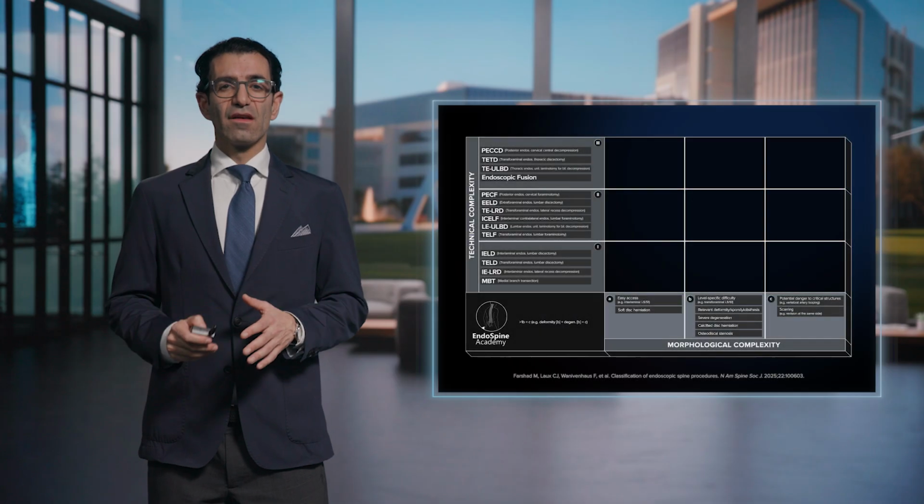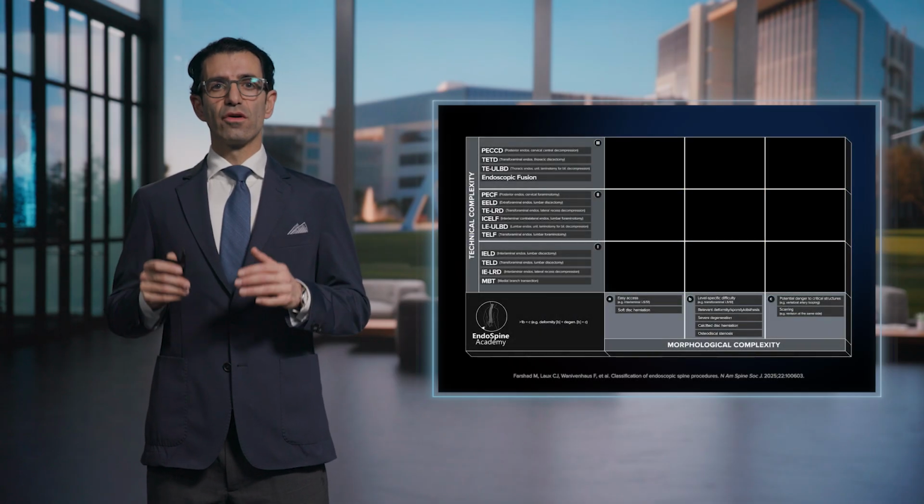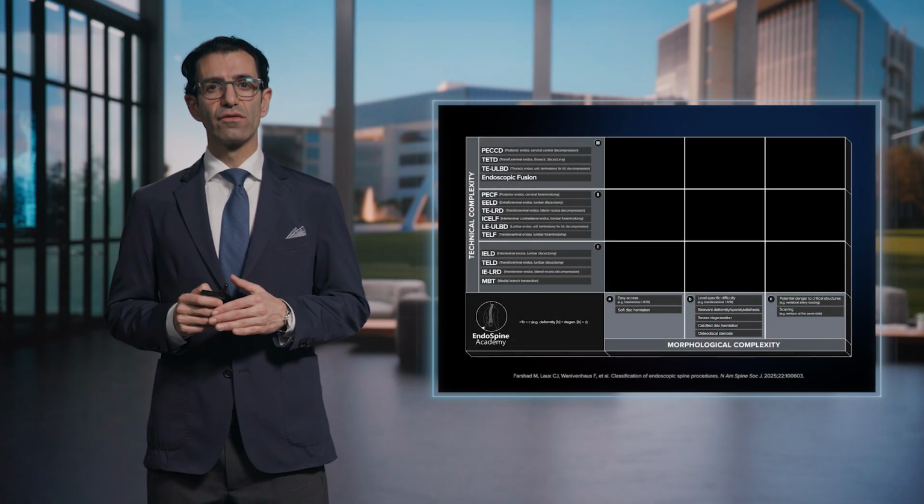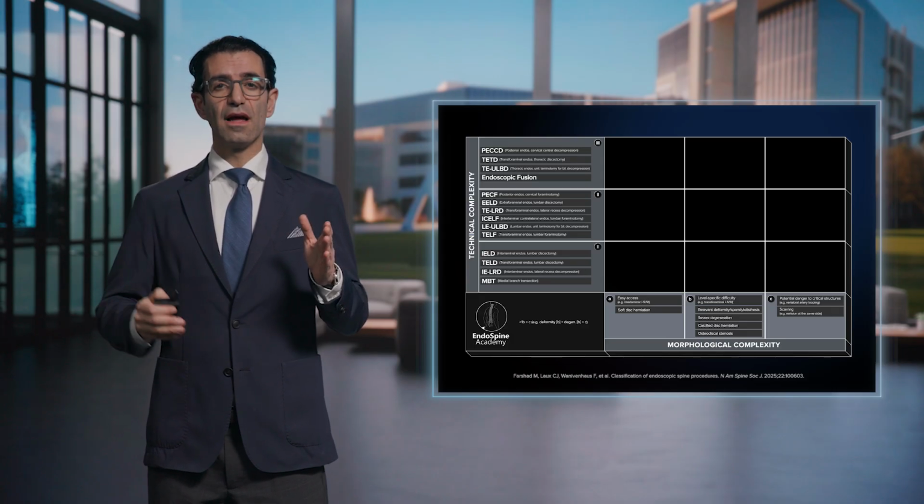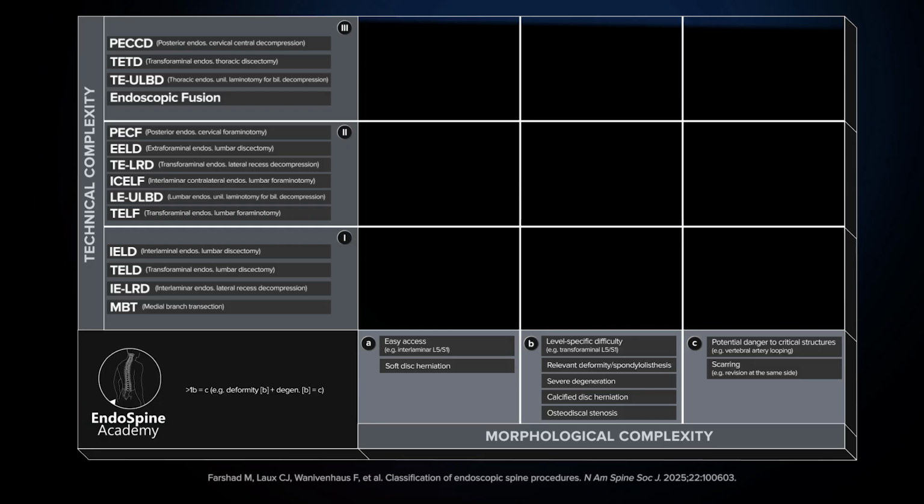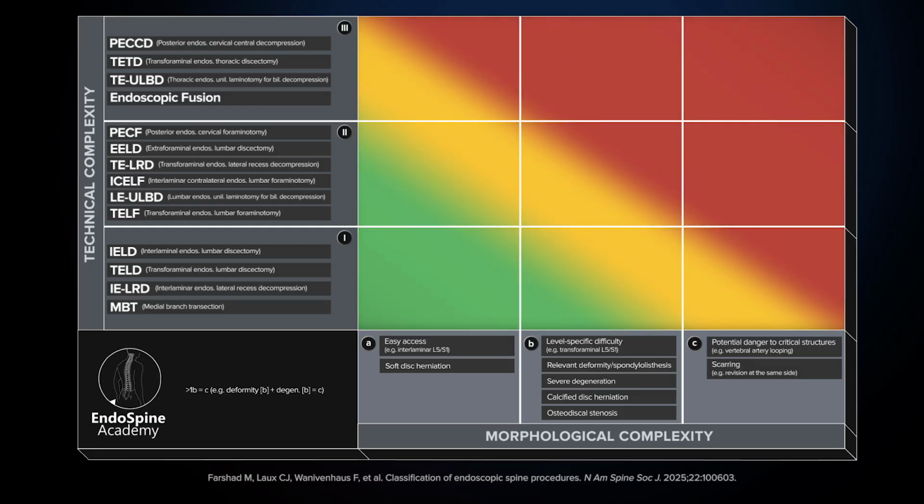We have asked 112 endoscopic surgeons from 27 countries to classify both the technical complexity and the most common morphologies to create a consensus for a complexity scale. This scale is the product of the consensus of the spinal endoscopic community. On the vertical axis, you'll find the complexity associated with the approach. On the horizontal axis, the complexity associated with the morphology.